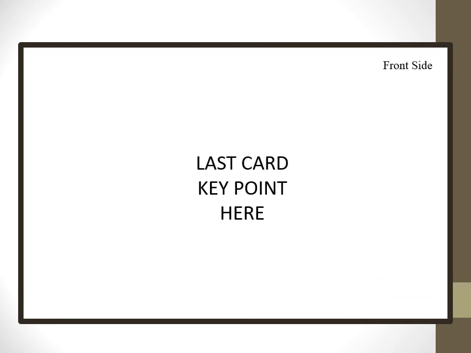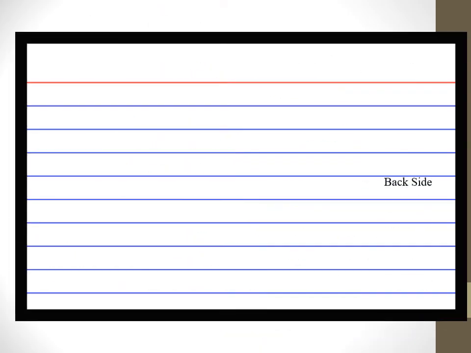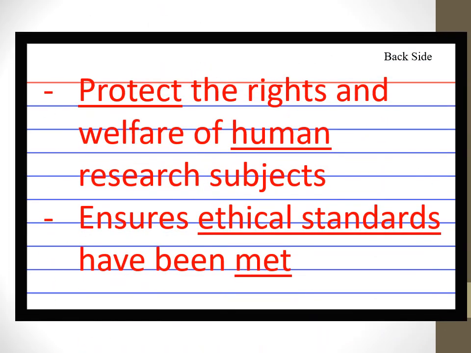All right, we're going to take our very last index card. And on the front side, we are going to write IRB. On the back side of that card, you're going to say that they protect the rights and welfare of human research subjects, and they also ensure ethical standards have been met.